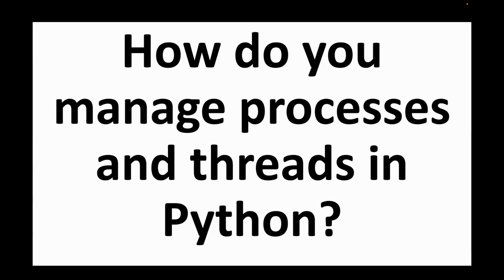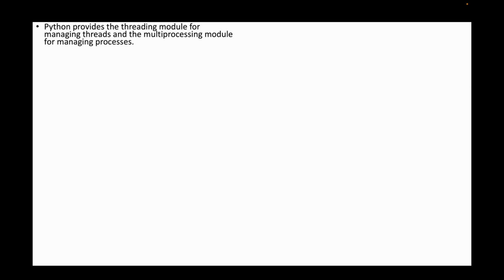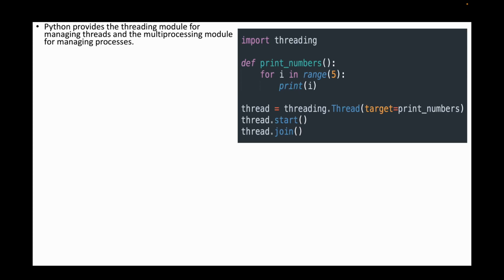The next question we have is, how do you manage processes and threads in Python? Python provides us with a threading module for managing the threads, and it provides us with the multiprocessing module for managing multiple processes. So here is an example for your threading.